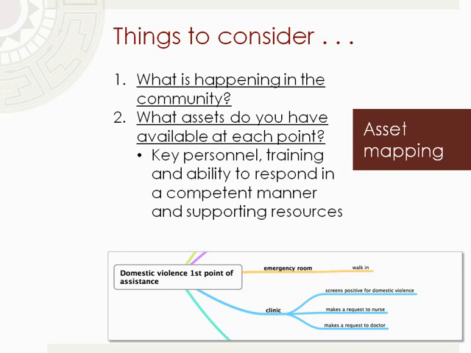So, just to reiterate a little bit of what I just said, we want to think about what is happening in the community. As we think about that whole picture, what are some of the attitudes about it? What are the ways that people have been trained and educated? How are they included in the discussions around the responses? And how do they see their role? And as we think about the assets that we have at each of the points, we want to think about key personnel, training, their ability to respond in competent manners, and the supporting resources available to them.